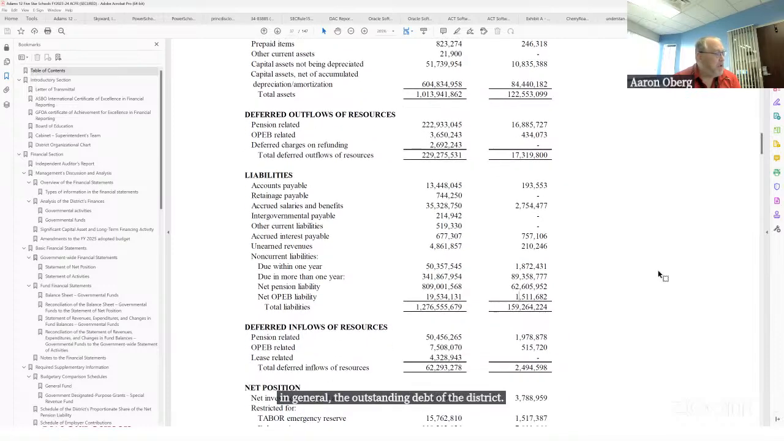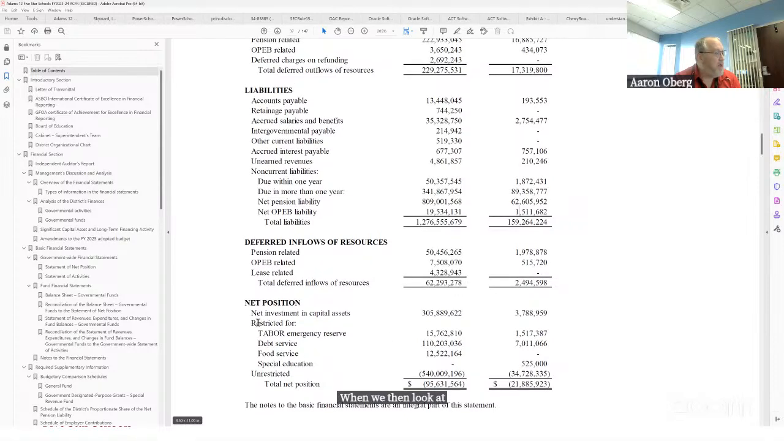When we then look at this net investment in capital assets, this is the phrase that pays on capital assets. Essentially, this is our fixed assets minus the amount that we owe on those fixed assets. And so our net investment is approximately $306 million.